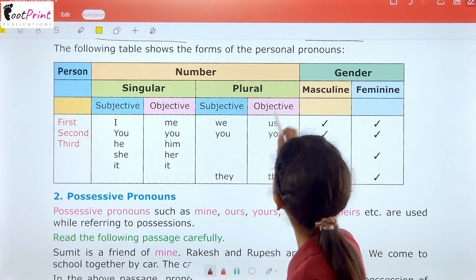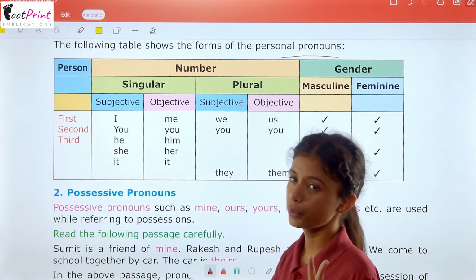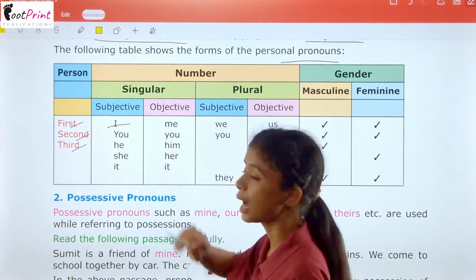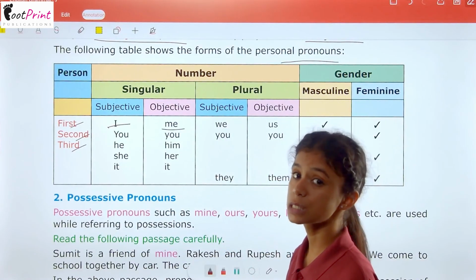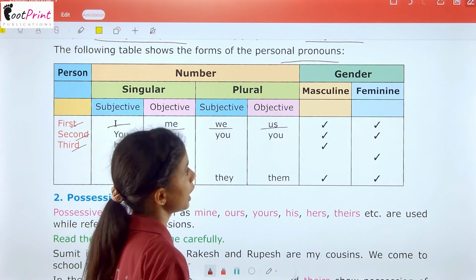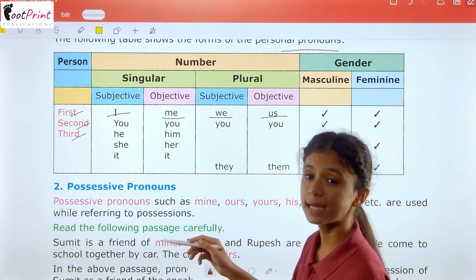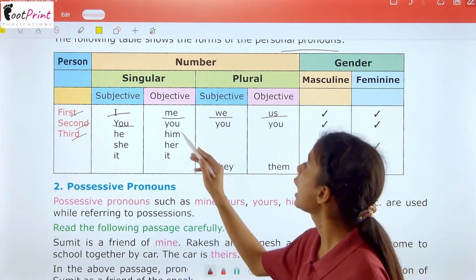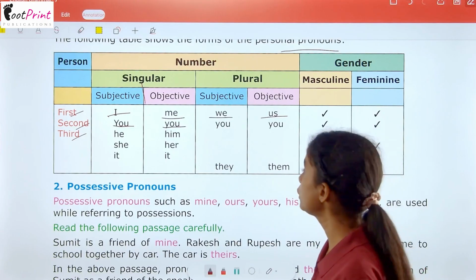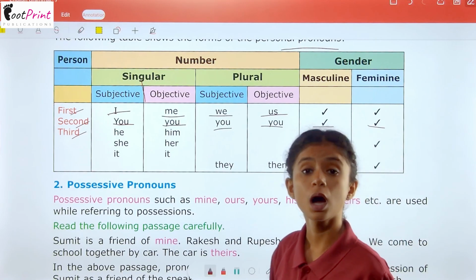Now let's see the given table that shows the forms of personal pronouns. So here we see that the person is divided into 3 parts: first person, second person and third person. The first person subjective pronoun is I and objective pronoun is me in singular, and in plural we have subjective pronoun as we and objective pronoun as us, and they are masculine and feminine both.